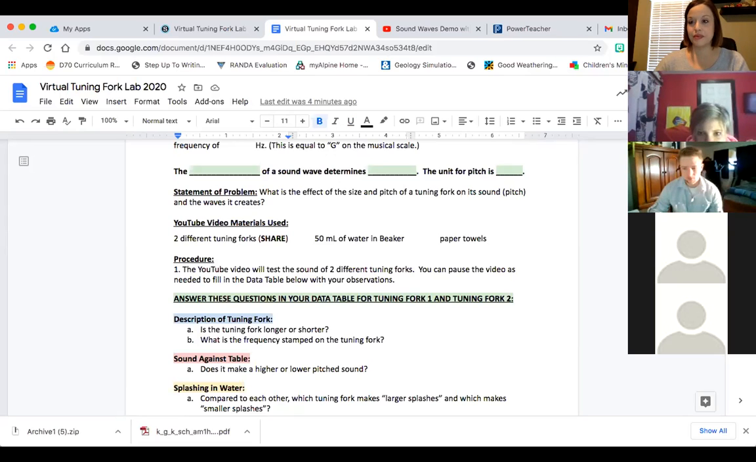That's exactly right. It just moves the water. Good job, Levi. Yep. What group are you in, Levi? Group one. Okay, I'm going to give group one a couple points for that.